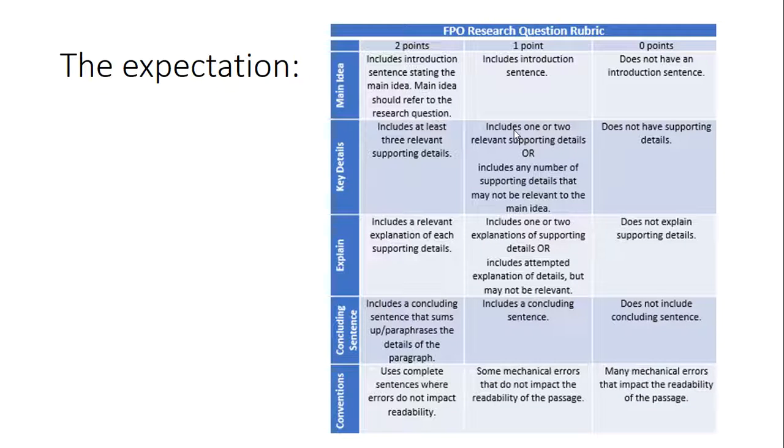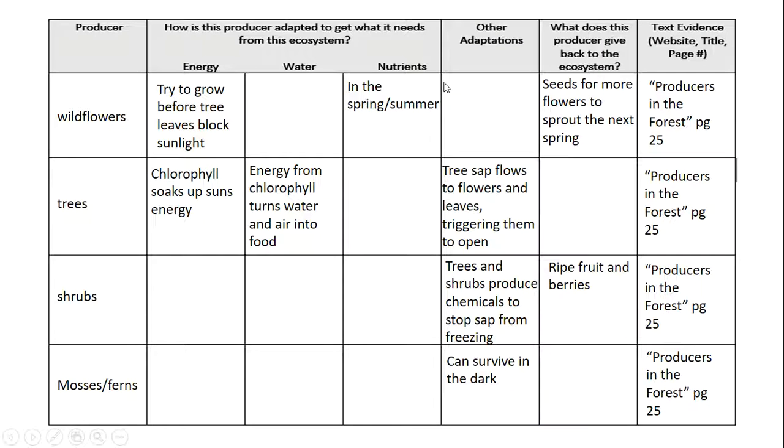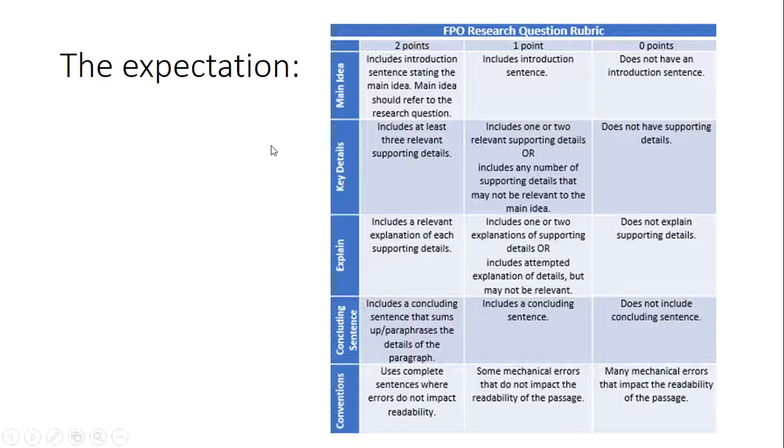So if you remember, the expectation of what we'll be doing with this, which will be happening tomorrow, is right here in this writing organizer. You'll get a chance to see your last writing pieces before you write again tomorrow. But we are looking for complete sentences, an introductory sentence, key details. We need a main idea. Every key detail needs to be explained. I need a concluding sentence, and I need complete sentences where the errors do not impact my ability to read it. So this is what you're researching for. So the more you have in here, the easier this is tomorrow.